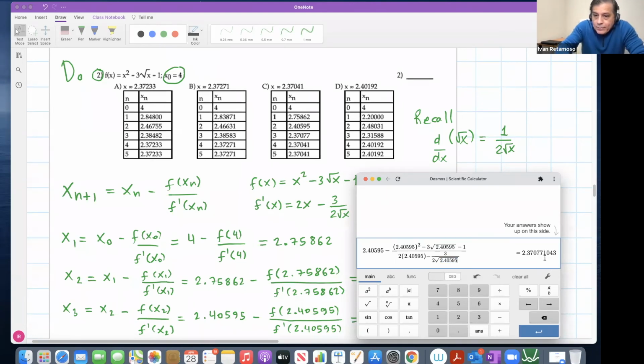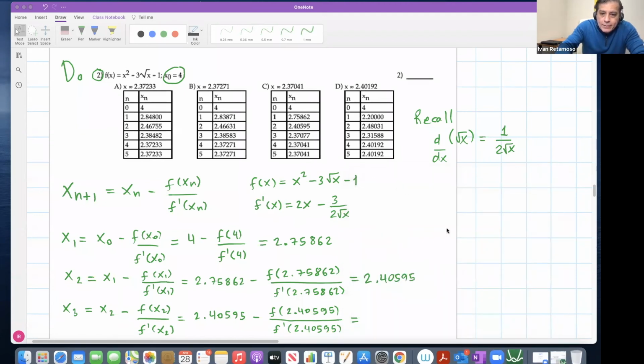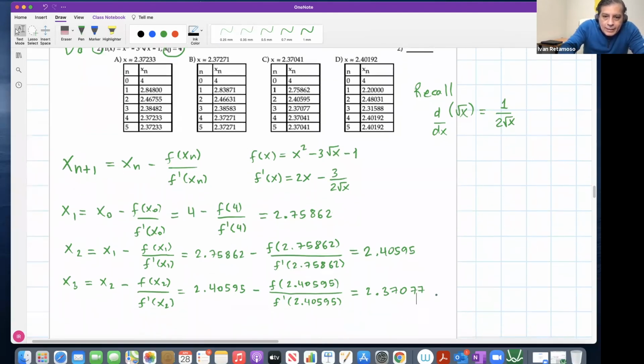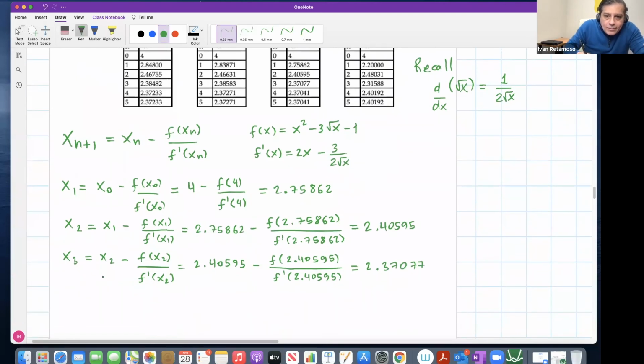Now I get this new number, 2.37077, rounding to 5 decimal places again. I just put this down for a moment, don't close it. Write your result here for X3, 2.37077, rounded to 5 decimal places. And notice that little by little, we are headed somewhere, right? It's not noticeable yet, but probably soon.